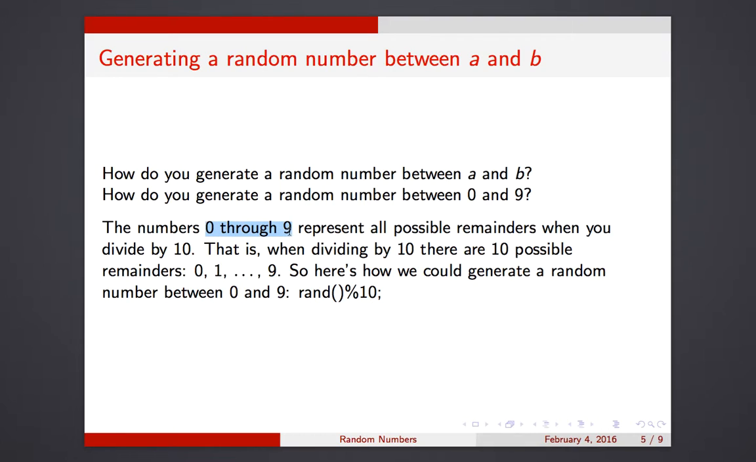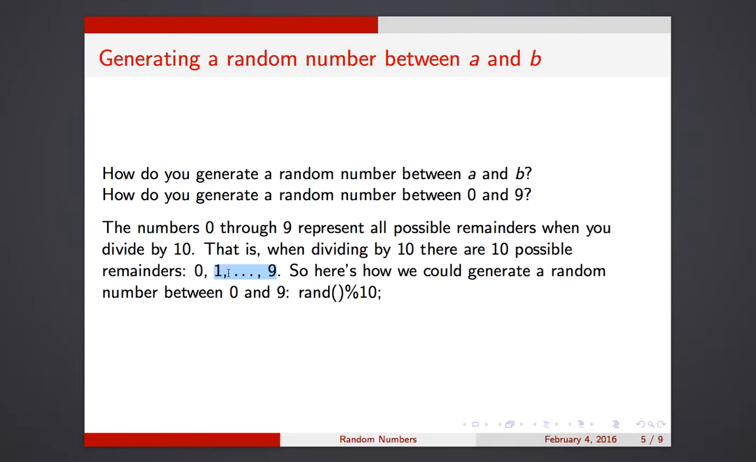Well, 0 through 9 represents all possible remainders when you divide by 10. Okay, so if I hand you any whole number and say, hey, before you even divide this, tell me the possible remainders I could get when I divide by 10, you would say, well, either you have 0 remainder, in which case you have a multiple of 10 already, and the other options are 1 through 9. So it all depends on the last digit in the case of dividing by 10, right?